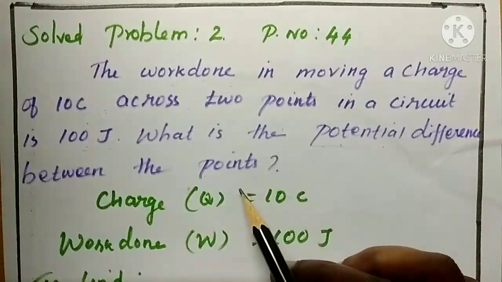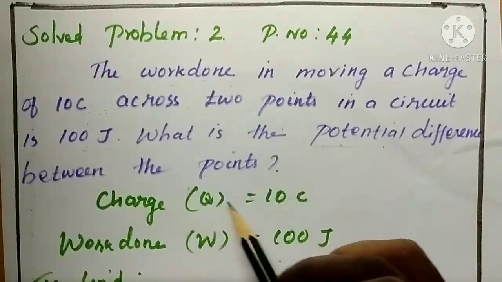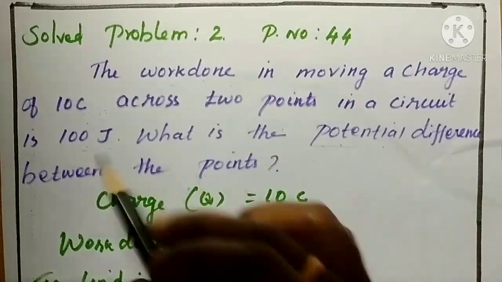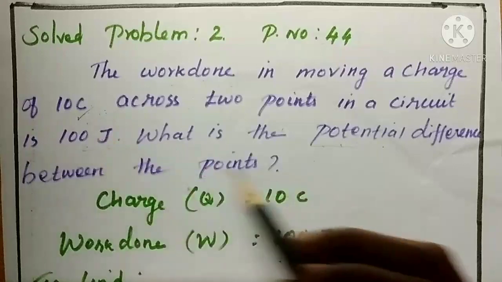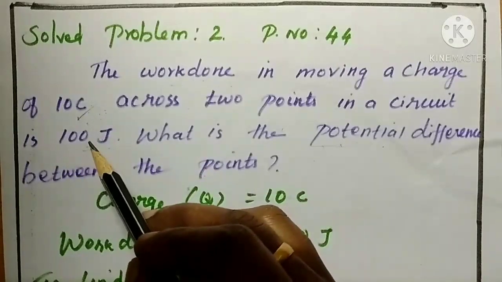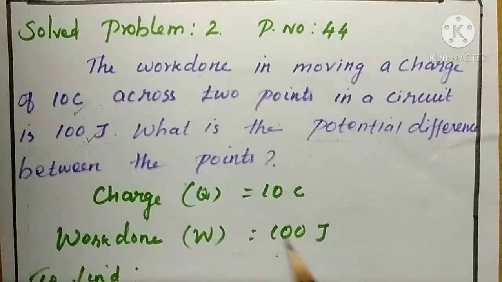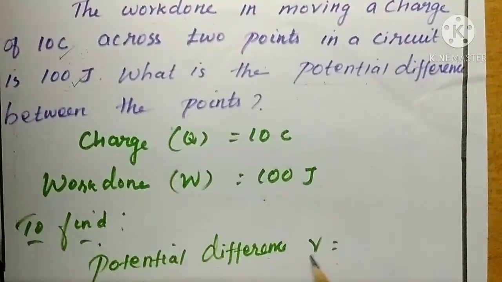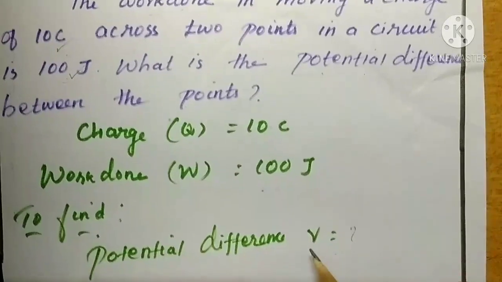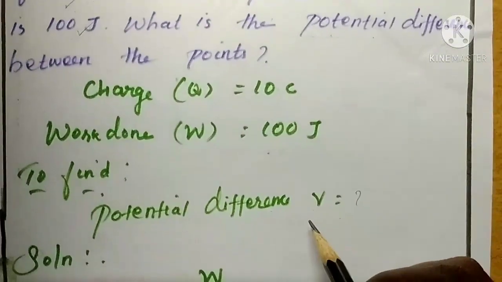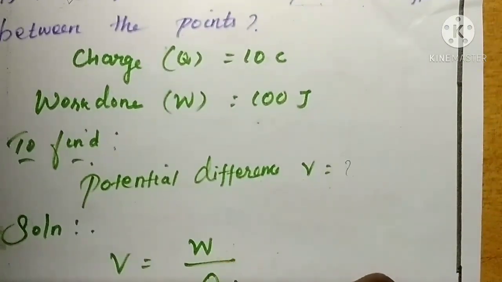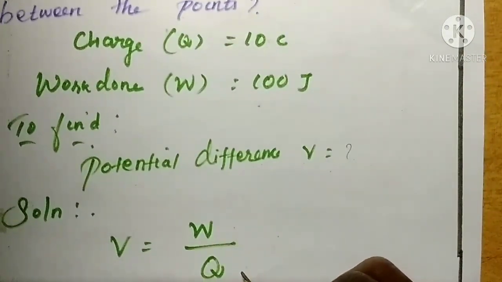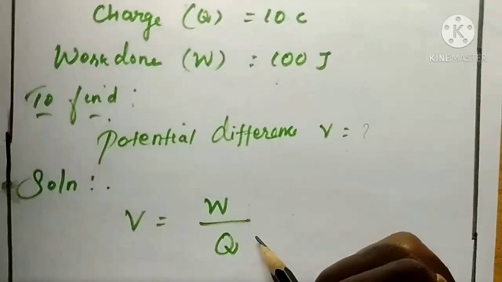Here, first in the given data you can write charge Q is equal to 10 coulomb. Next, how much work done is given? 100 joule. W is equal to 100 joule. What are we going to find? Potential difference. So V is the potential difference we are going to find. Do you remember the formula? Just now we studied, no? V is equal to W by Q, work done by charge. So V is equal to W by Q.